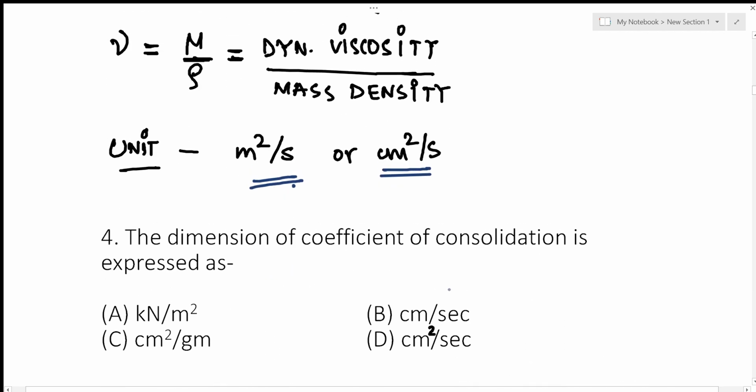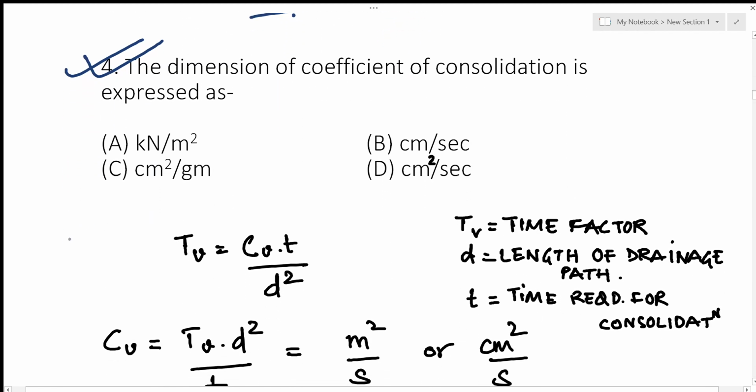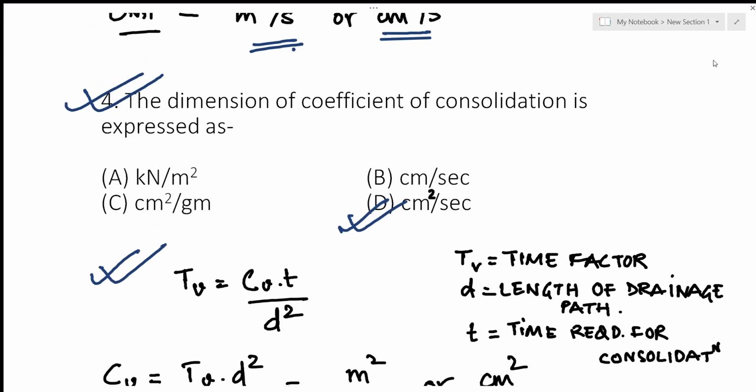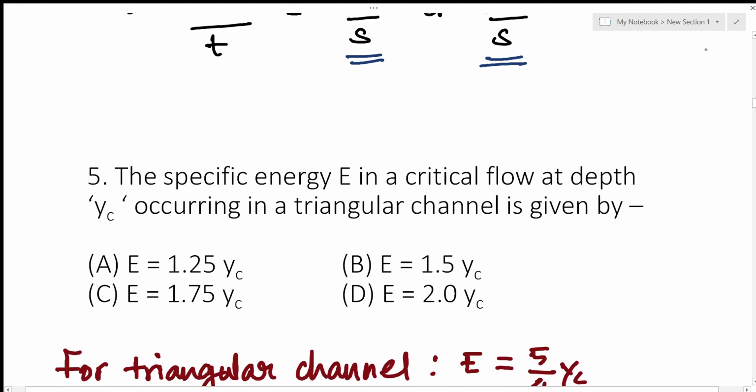The next question, the dimension of coefficient of consolidation is expressed as. Now, we all know the time factor Tv is given as Cv t by d square, where Cv is the coefficient of consolidation, t is the time required for consolidation, and d is the length of drainage path. So, if we consider Cv, it is given as Tv into d square by t. Tv does not have any unit, d has unit meter, so meter square per second for time. So the answer would be meter square per second or centimeter square per second. So the answer would be D. So the dimension of coefficient of consolidation is expressed as centimeter square per second.